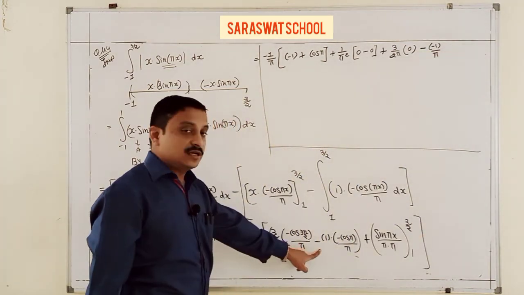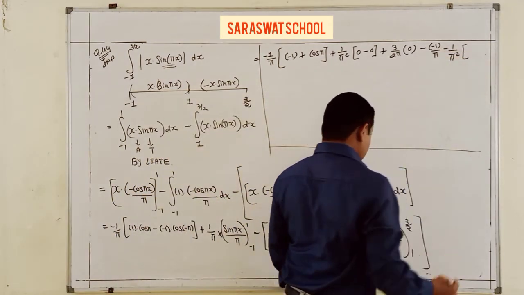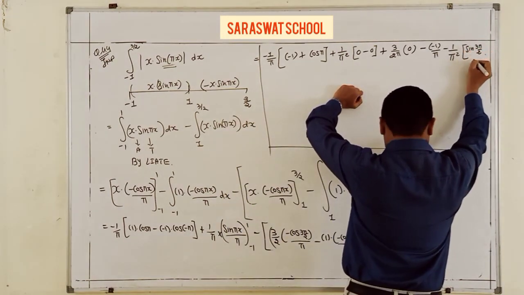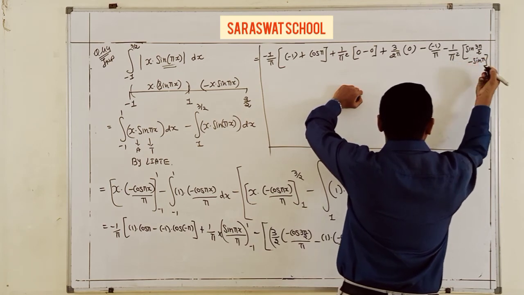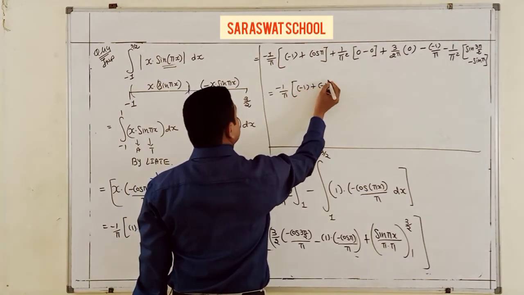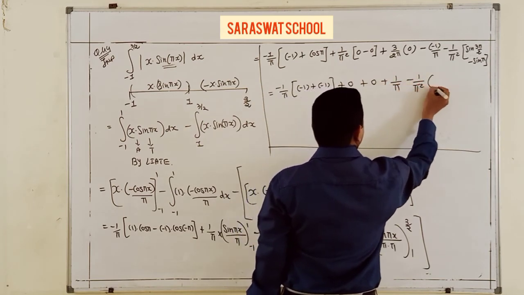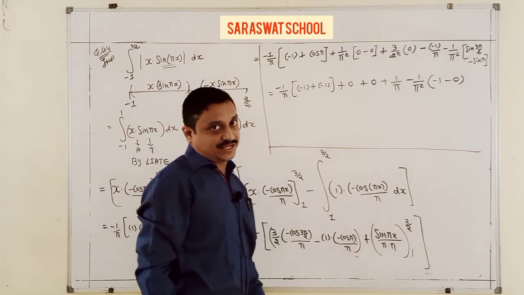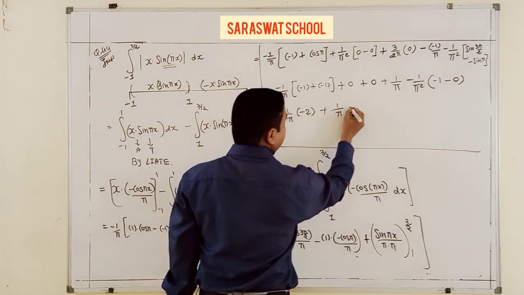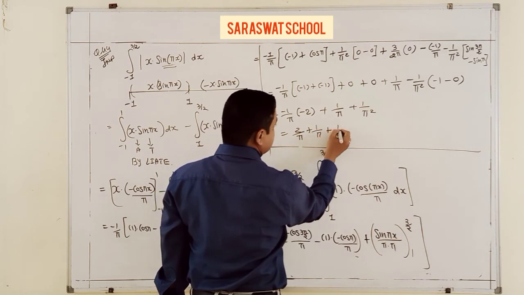Now this becomes minus plus minus 1 by pi square, attached to the upper limit sin 3 pi by 2 minus sin pi. So here your final answer is minus 1 minus 1, 0, 0, plus 1 by pi minus 1 by pi square, sin 3 pi by 2 is minus 1 and sin pi is 0. So your final answer here is minus 2, it is 1 by pi and plus 1 by pi square. So you get 2 by pi, 1 by pi, 1 by pi square.